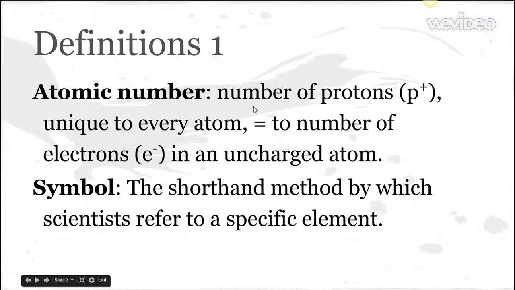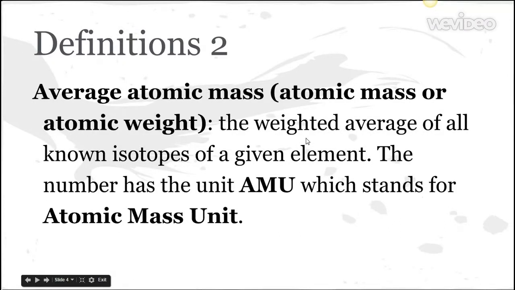So all the elements on the periodic table, since they're atoms, have the same number of protons and electrons. The symbol is just the shorthand version of the atom's name. And then the average atomic mass is a weighted average. So it's looking at all the different versions of the atom. There are isotopes of an element, and it's looking at how prevalent those isotopes happen to be, and then it's looking at the mass of each of those and relating it to the prevalence of each isotope. And that's the average atomic mass, or the atomic mass. It's measured in atomic mass units, which is abbreviated AMU.